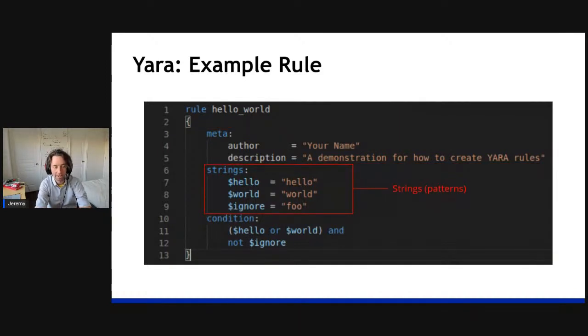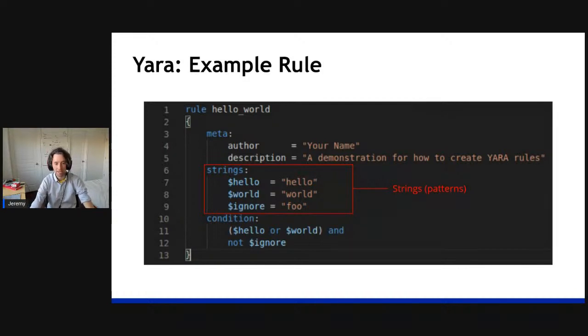So next are the strings. So these are the patterns that it's looking for. So this is defining what it's trying to find. So again, it's defined with strings right here. And then here are the strings. So they're tagged with the $ sign and then some identifier. And then they're set equal to something. So the first one is equal to hello, second one's equal to world, third one, ignore, is equal to foo. So this is what the Yara rule is going to use to find what it's looking for.